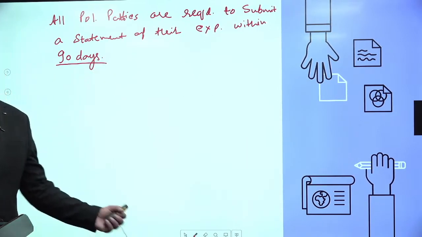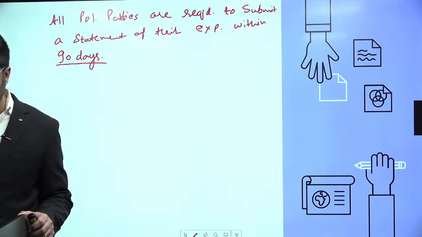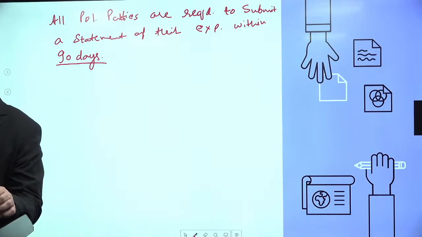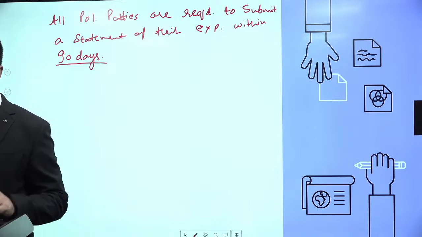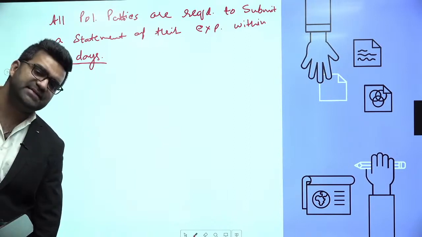Within 90 days from the completion of elections. Okay, within 90 days of the completion of elections. Political party के लिए it is 90 days, and for other candidates, individual candidates, it is 30 days. Right?